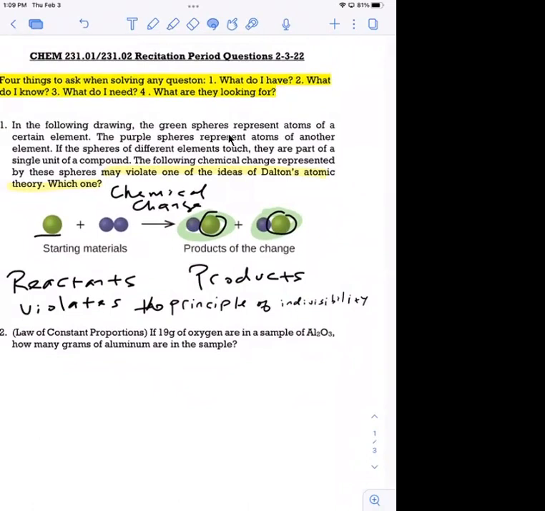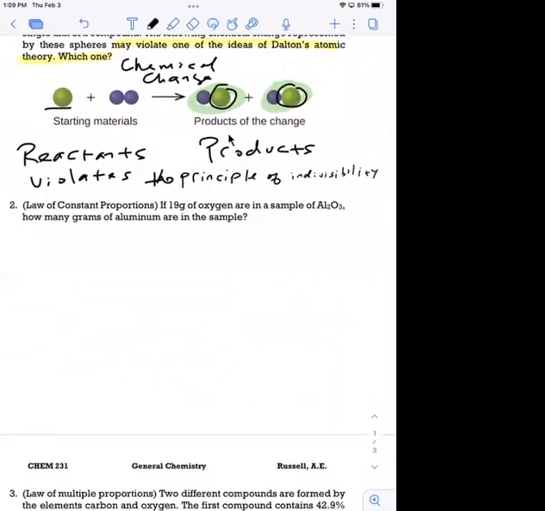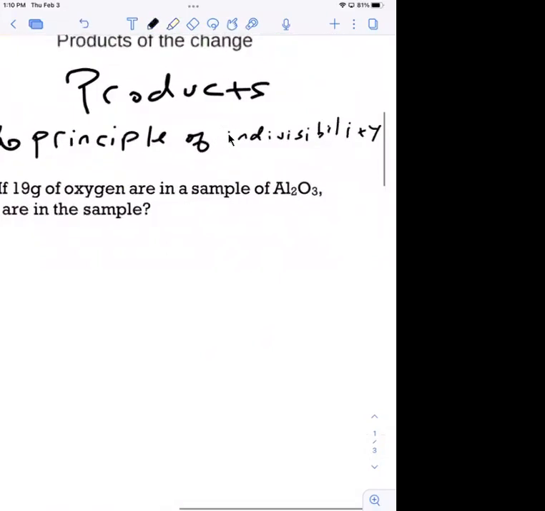All right, let's look at the second question. And it's a question dealing with the law of constant proportions. And it says, if 19 grams of oxygen are in a sample of aluminum oxide, we haven't done nomenclature yet, but Al2O3 is the chemical formula for aluminum oxide.